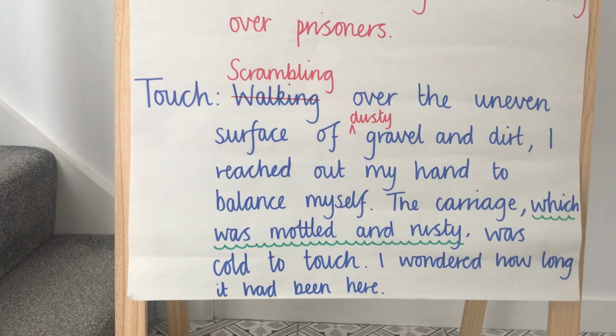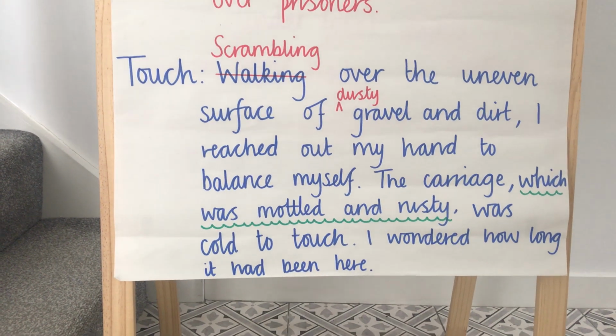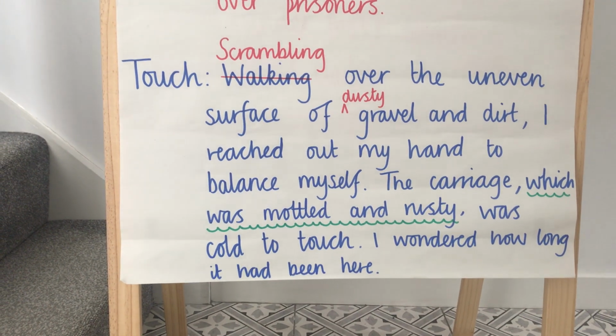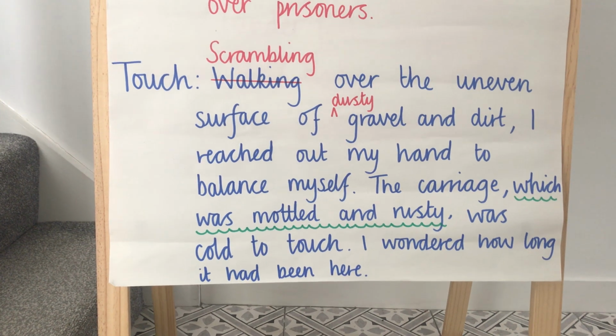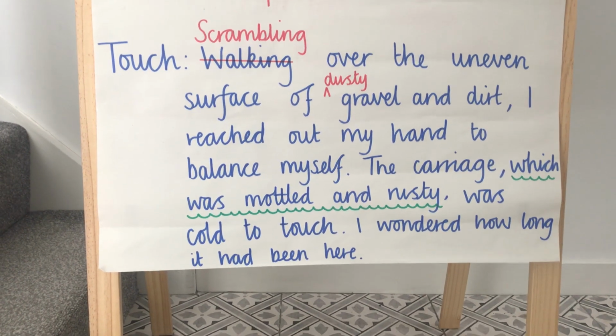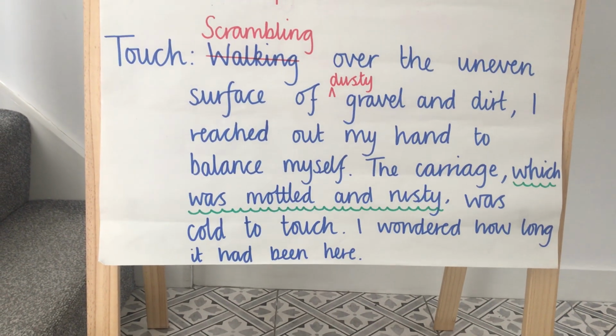Now, as you can see, before gravel, I have already added in an additional word, which is dusty. Now, dusty is used as an adjective. I'm describing the gravel. So again, rather than using the surface of gravel and dirt, I've incorporated some more grammar into there by describing it now as a dusty gravel and dirt, okay?